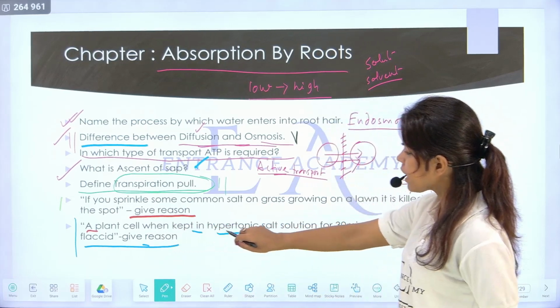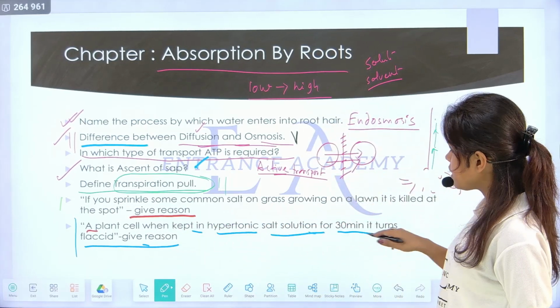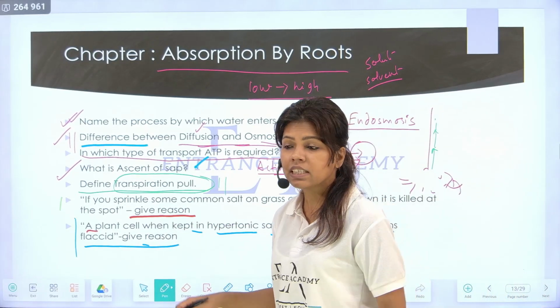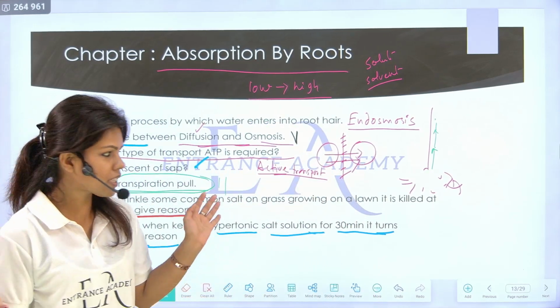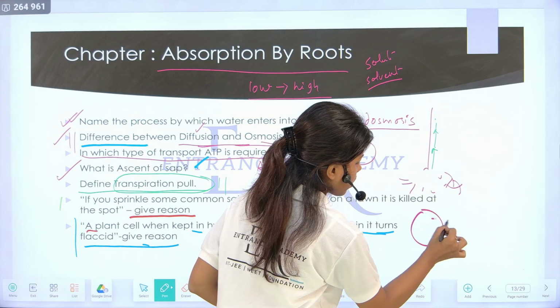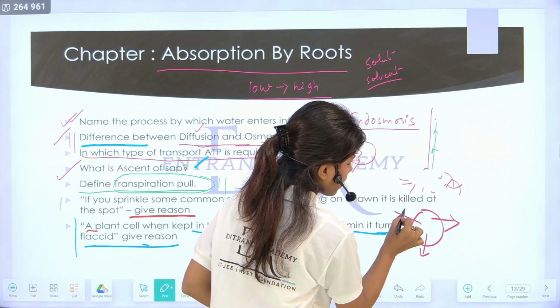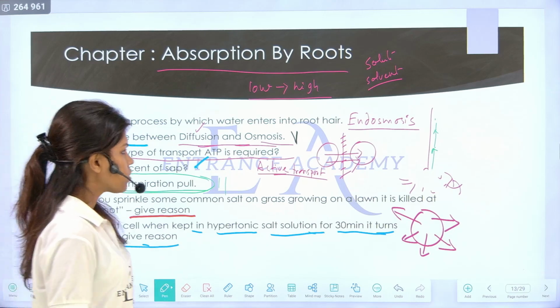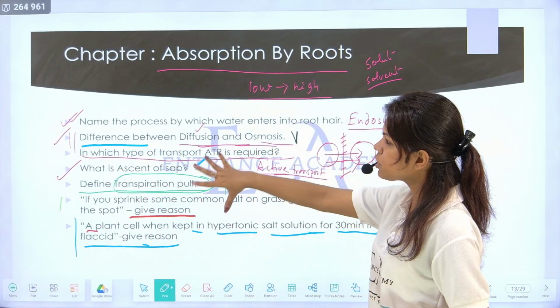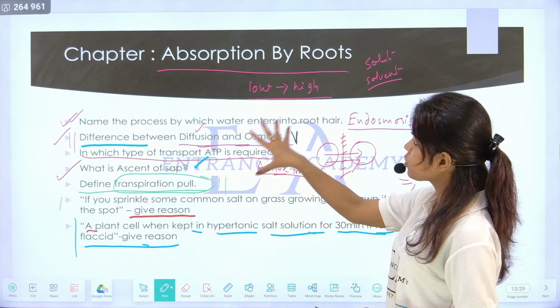So what was our question? A plant cell, when kept in hypertonic solution for 30 minutes, turns flaccid. It turns flaccid means it will give out the water molecule. The cell will give out the water molecule. The water will move in this direction. So this is all the important questions which can come from this chapter, absorption by roots.